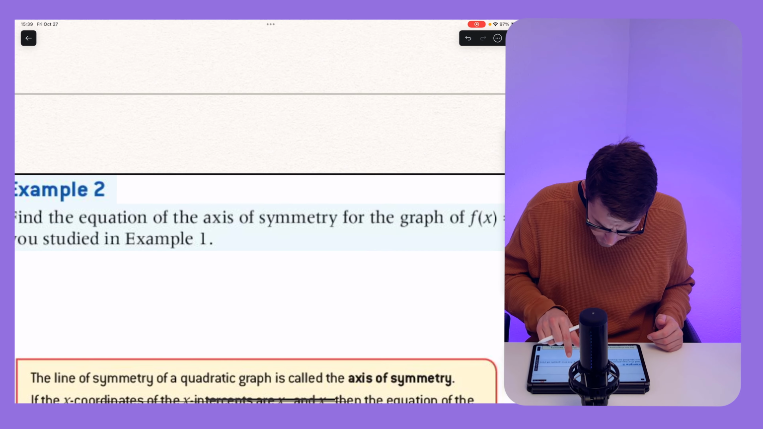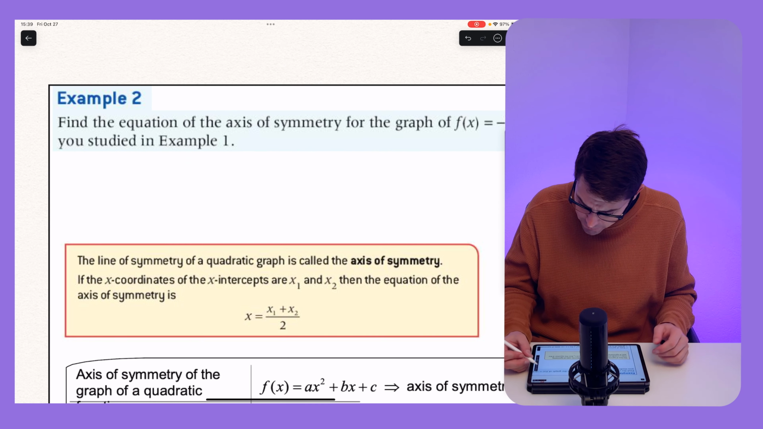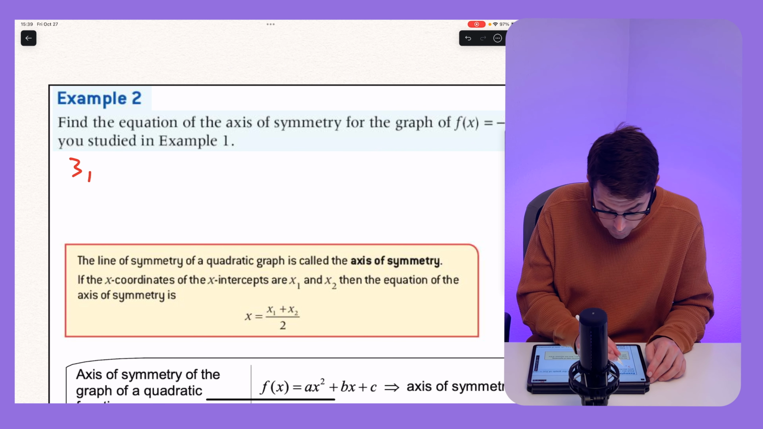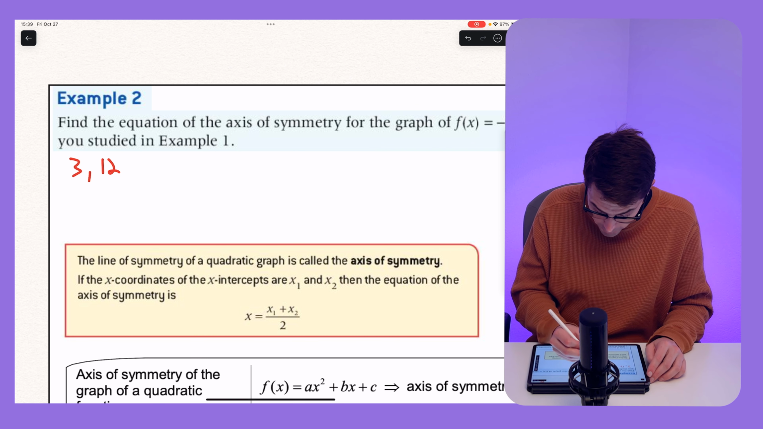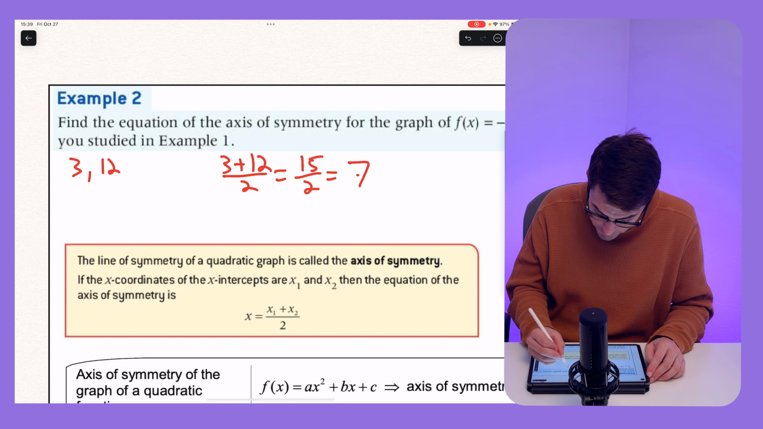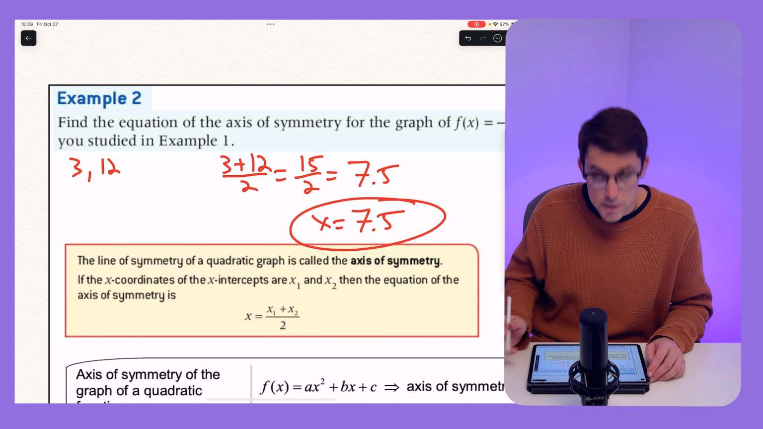So if we want to use this method, it's actually not that bad, because I know that one of them was 3 and the other one was 12. Well, okay, I have 3 plus 12 all over 2. I'm going to have 15 over 2, and I'm going to have 7.5. So my axis of symmetry is going to be the line x equals 7.5.